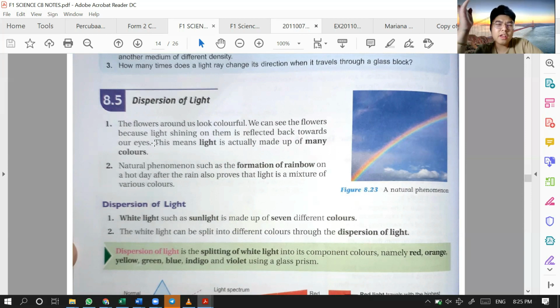When I talk about refraction, think about the swimming pool. Okay, you must have one example. So when you talk about dispersion, think about the rainbow.